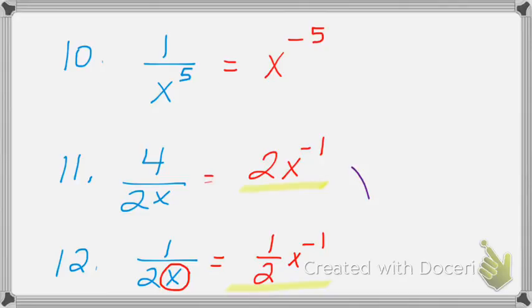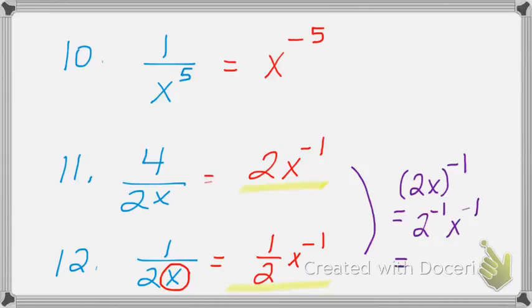Now, I also want you to realize that if you have 2x to the negative 1, that is the same as one of these. What actually happens here is that's 2 to the negative 1 and x to the negative 1. So that's the same as 1 over 2x. So (2x) to the negative 1 in parentheses is the same as number 12. Just be really, really careful, because if I want the 2 on the bottom, I have to put it in parentheses, whereas here I don't want the 2 on the bottom, so it's just outside of the x.